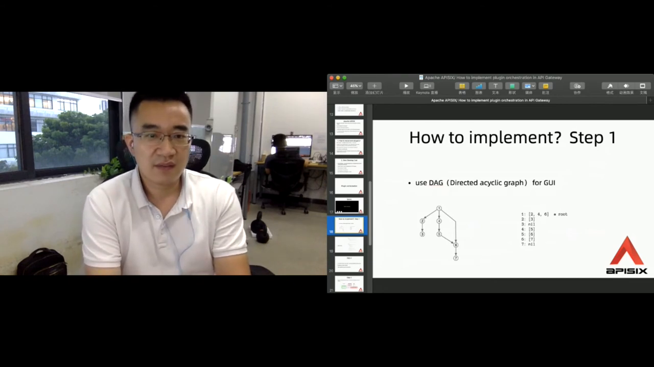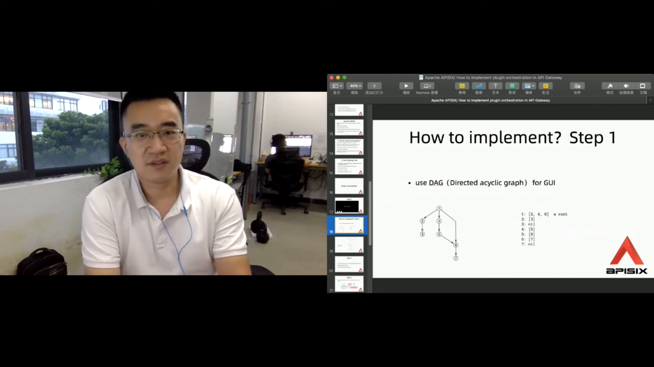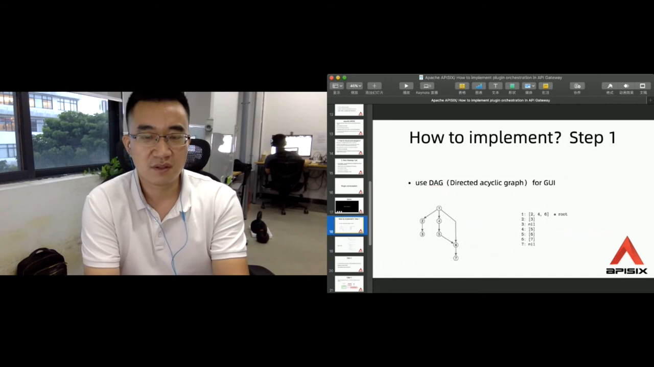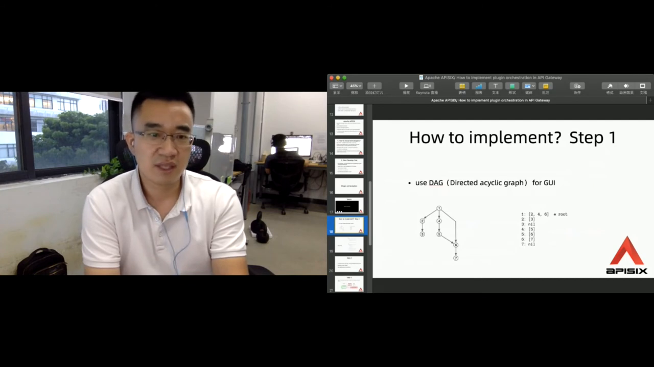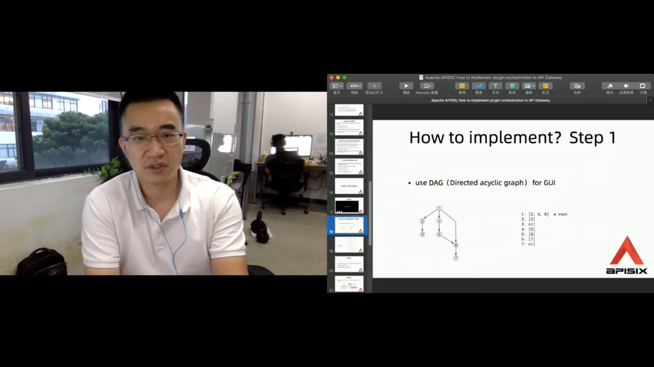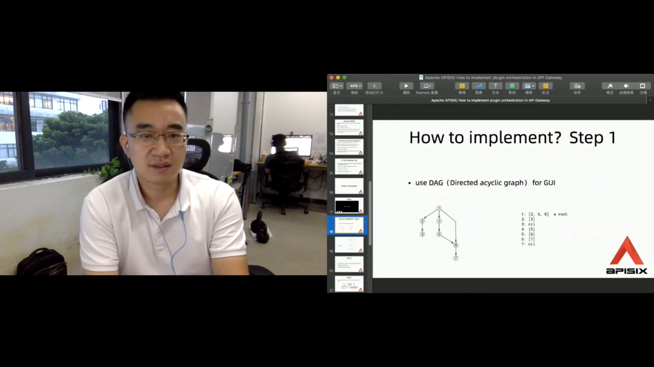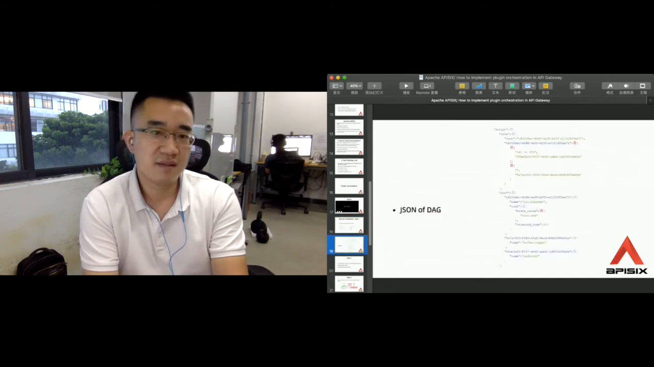And the value of the number three node is new, which means that there are no other nodes behind the number three node, and the others are similar. In this way, we convert a DAG into a data structure description. After we have this data structure, we can convert it into a JSON string, and we can pass this JSON string to the server.